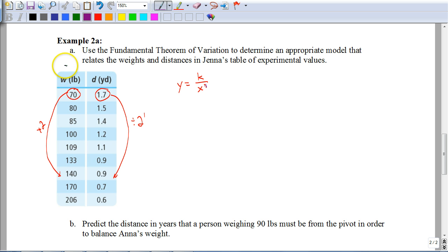But specifically for this equation, we're not using x and y, we're using w and d. So I'm going to say d equals k divided by w. But that's not my answer. My answer I'm looking for is a specific variation equation that would give me all of these numbers in the table and would help me predict numbers that are not in the table. So to do that, I can pick any pair of numbers here. It doesn't matter which pair I use. So let's just say I use 100 and 1.2. What that means is I'm going to replace w with 100 and d with 1.2.